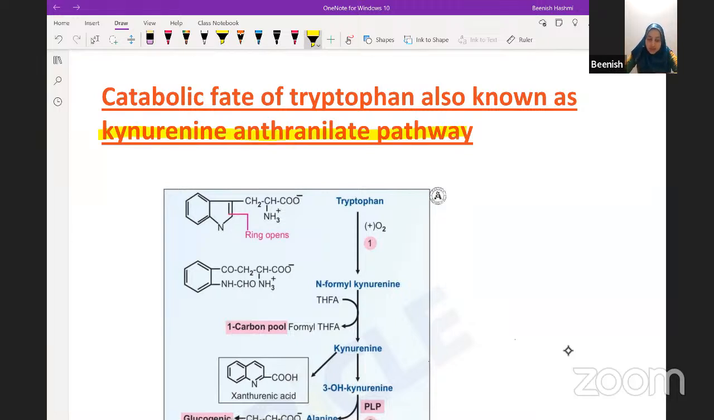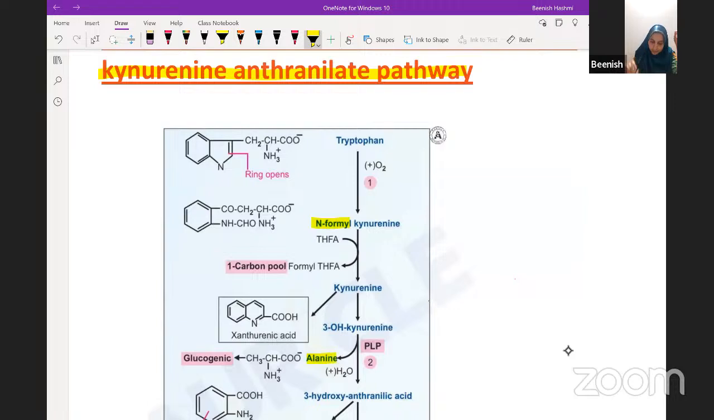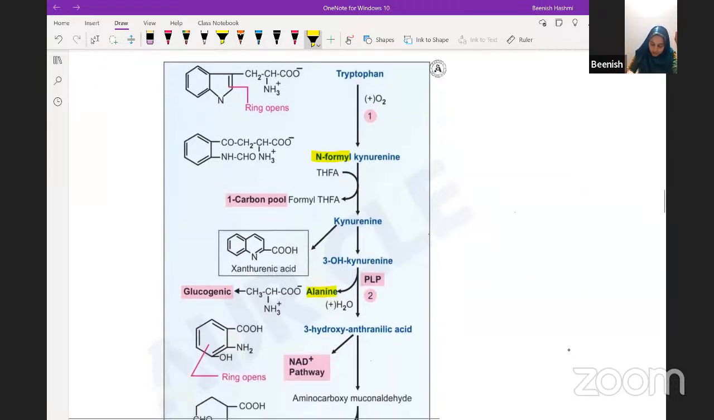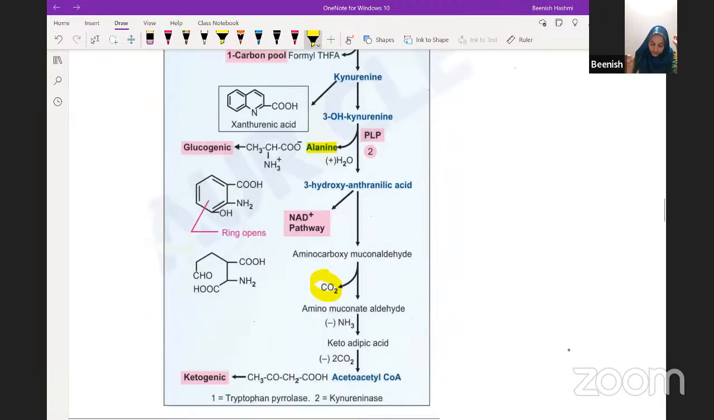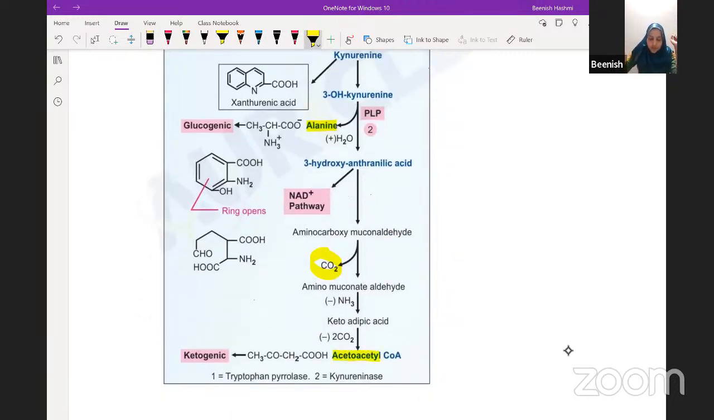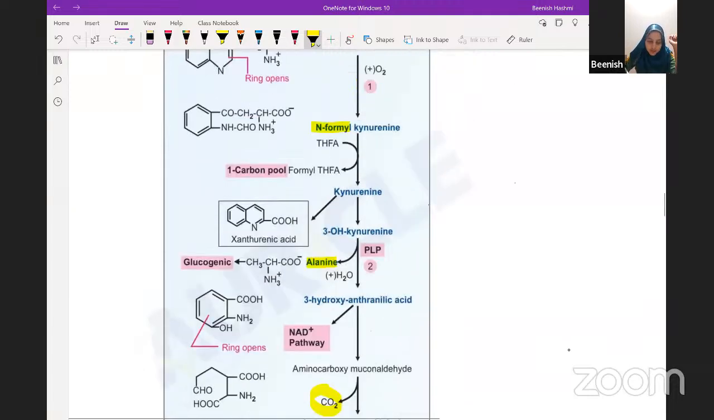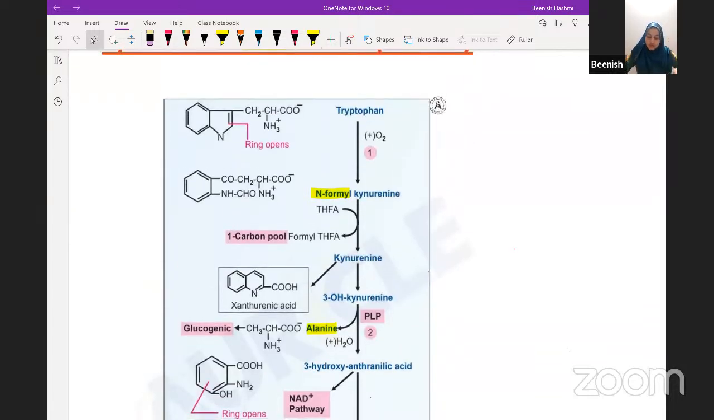So what is happening in this? When we study the pathway, you will get to know. But in summary, let me summarize it to you that the 11 carbons of tryptophan are oxidized into, you can see, formyl group. Then you can see here alanine, and then carbon dioxide molecules, they're removed as carbon dioxide molecules, and then acetoacetyl-CoA is formed.